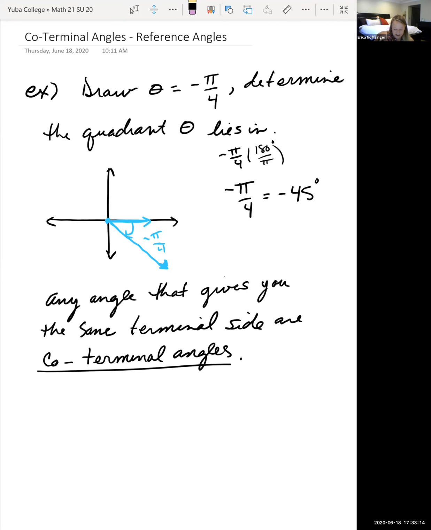Can anyone think of an angle that would get us back right here? Would you just do 360 minus 45? Okay, so we could try 360 minus 45, and that would work. That gives us 315 degrees. We'd be going counterclockwise: 90 degrees, 180, 270, plus 45 degrees right here. So this is 315 degrees, and that definitely is a coterminal angle.